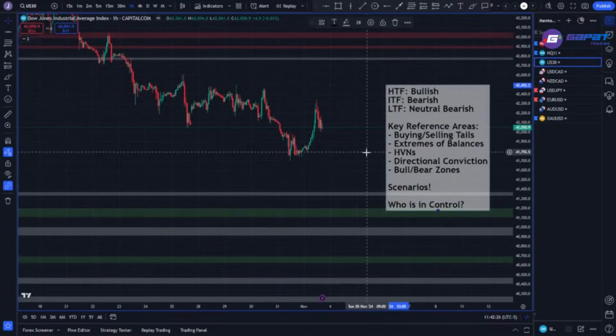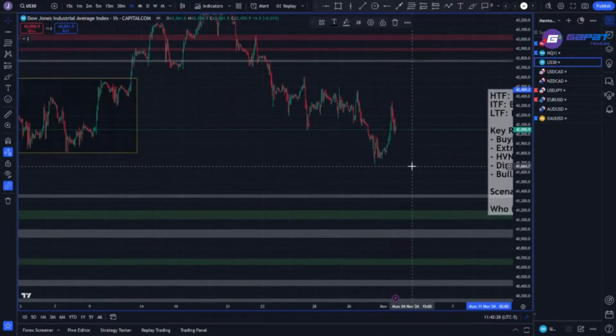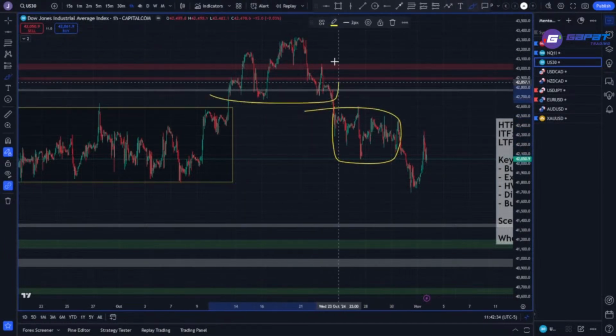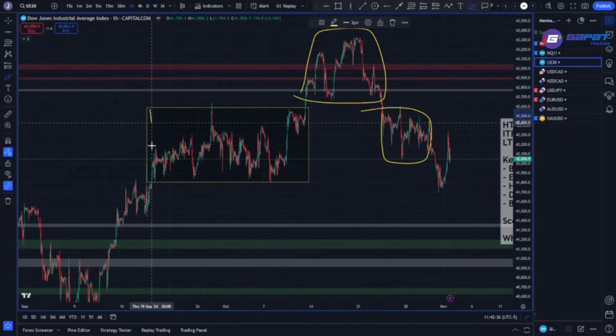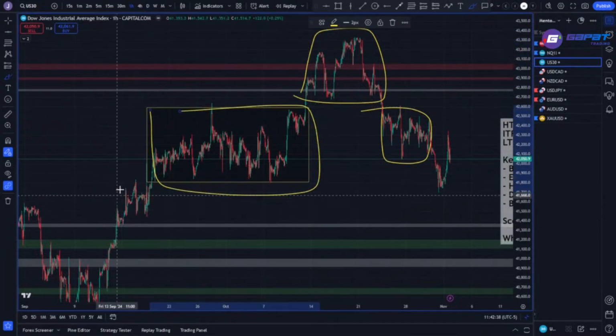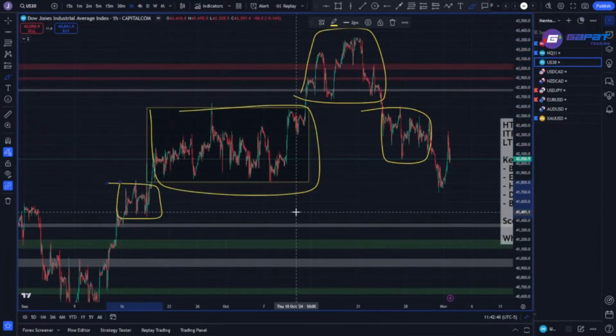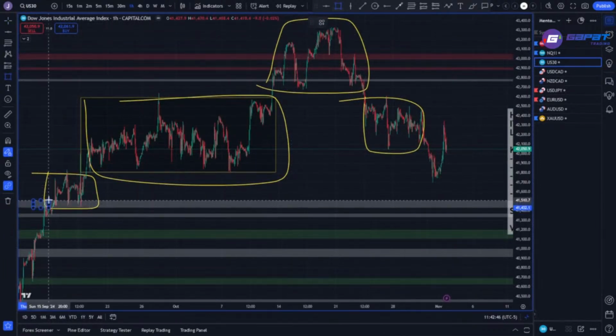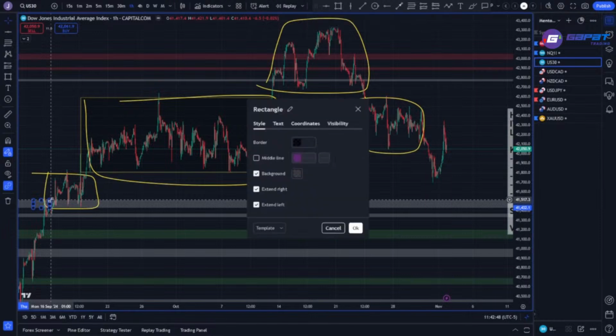Okay. So let's look at the key reference areas. We'll do the same thing. So again, let's break down these areas. Balance, balance. I already had this one drawn out. Balance, and then balance. So these are the main levels we're going to be looking at. Let me draw out this area as support.